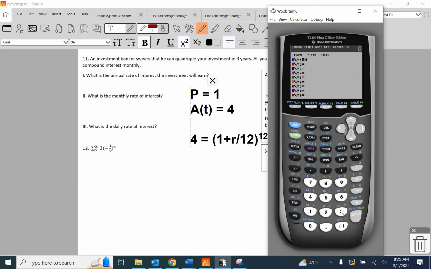I have a 4, parentheses, 1 plus something that's unknown, which is x, sitting over 12. And the exponent is 12 times 3, which if you don't know, you can just do it like this. And then you do a zoom 6. This will always happen on a zoom 6 because it's going to be a decimal. There we go.